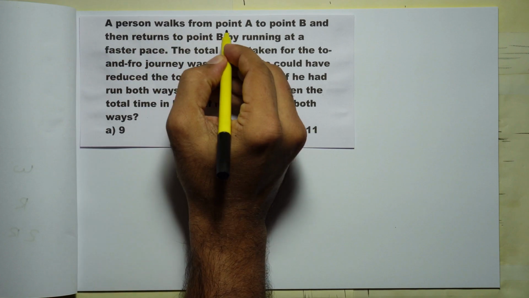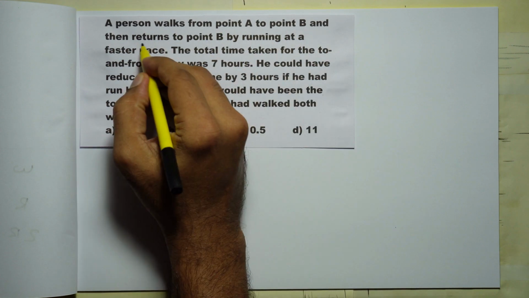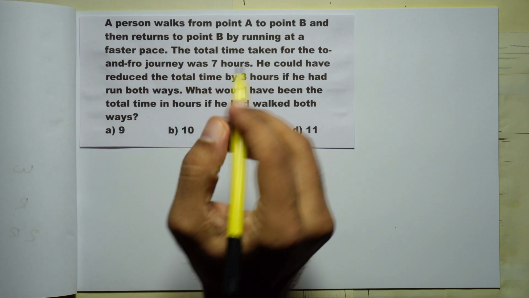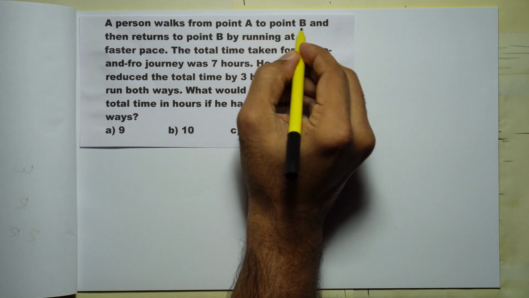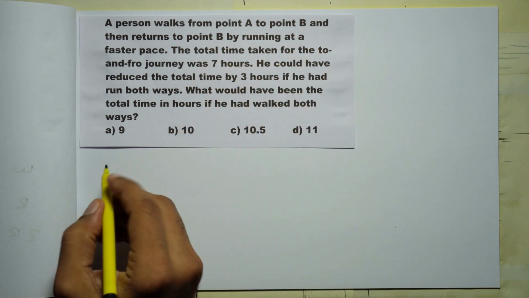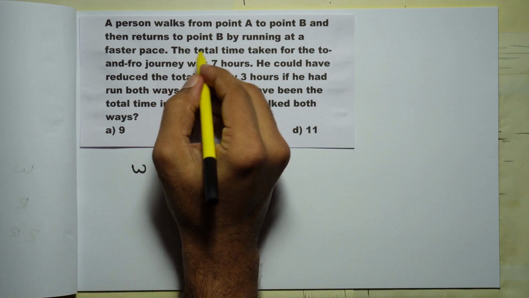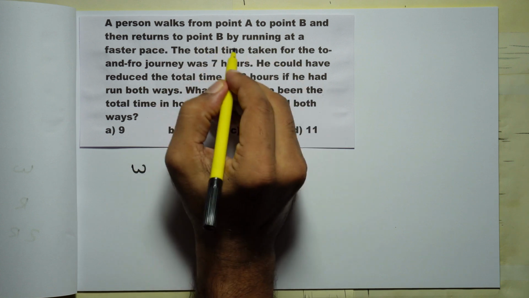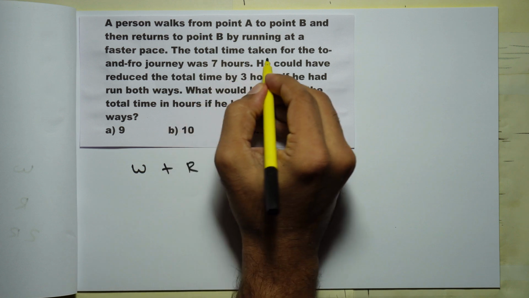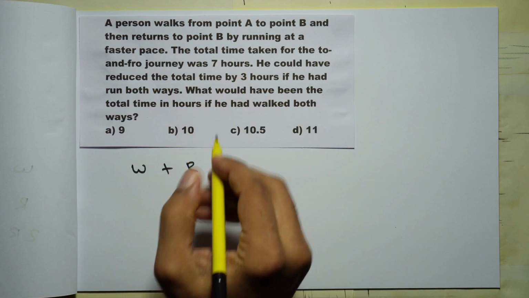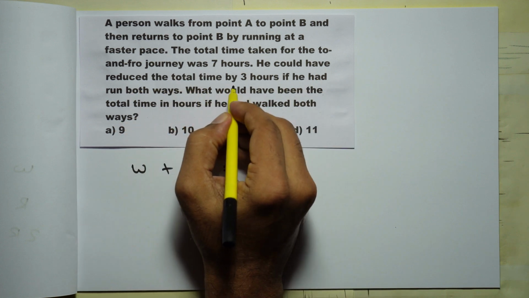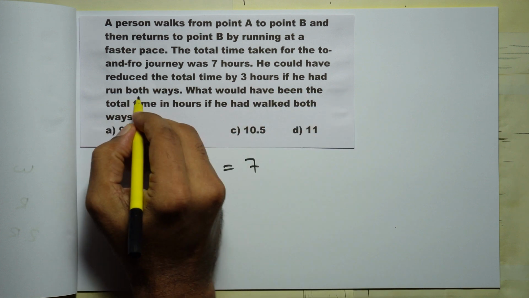A person walks from point A to point B and then returns to point B by running at a faster pace. So initially the person walks from point A to point B, and we'll assume that the time required to walk from point A to point B is W, and then he returns to point B by running, and we will assume that the time for running is R. The total time taken for the to and fro journey is 7. So this total is 7. He could have reduced the total time by 3 hours if he had run both ways.